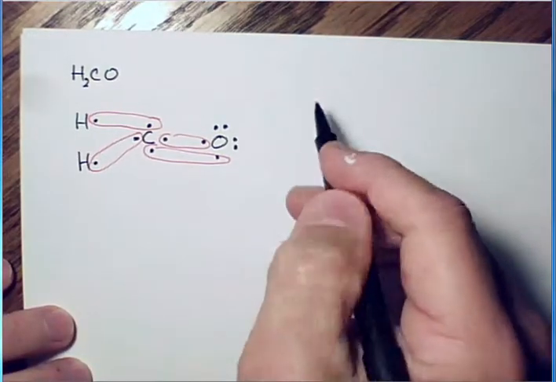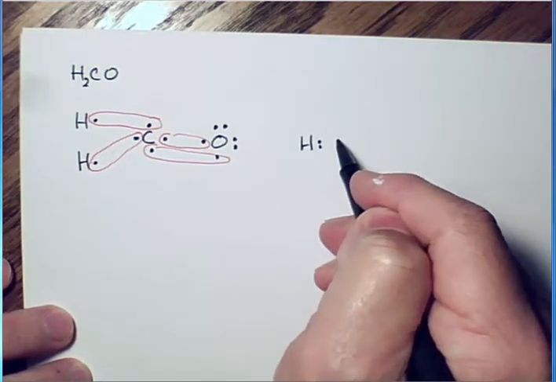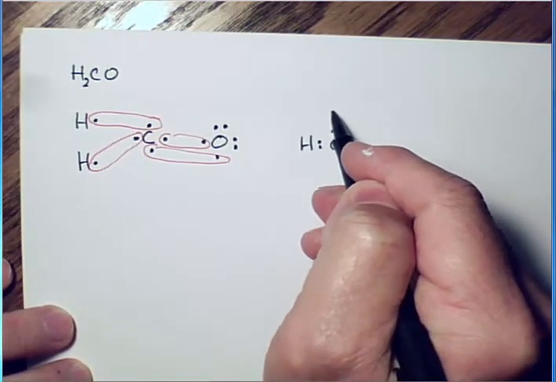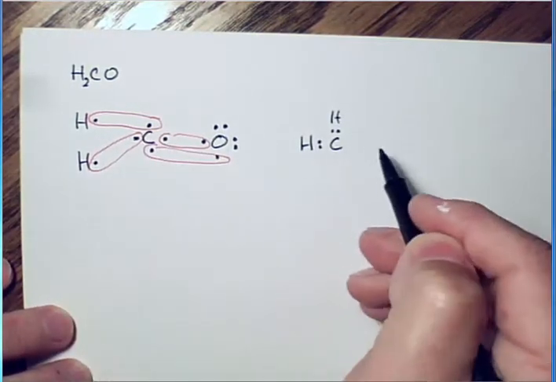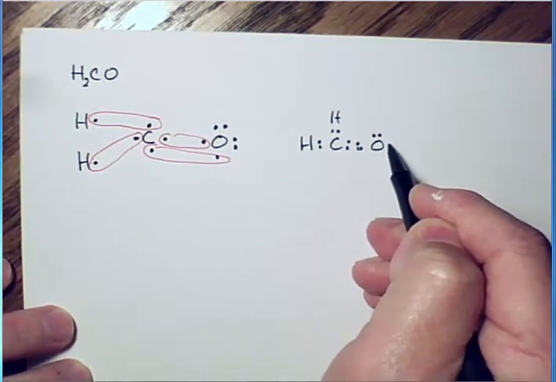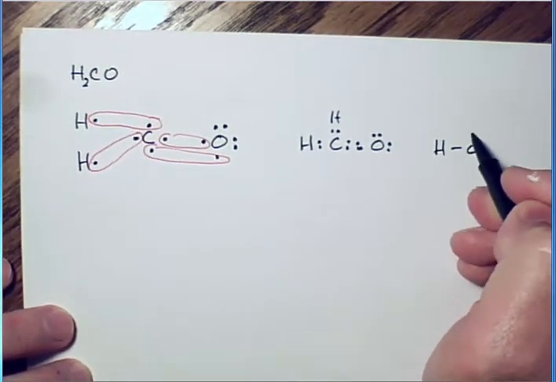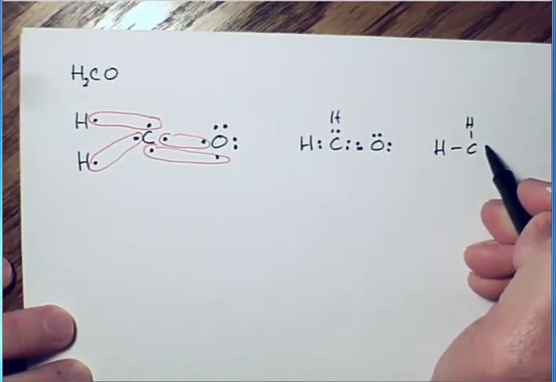Then you just write the Lewis dot formula. This is the sharing arrangement. This is the Lewis dot formula. And then you write the Lewis formula.